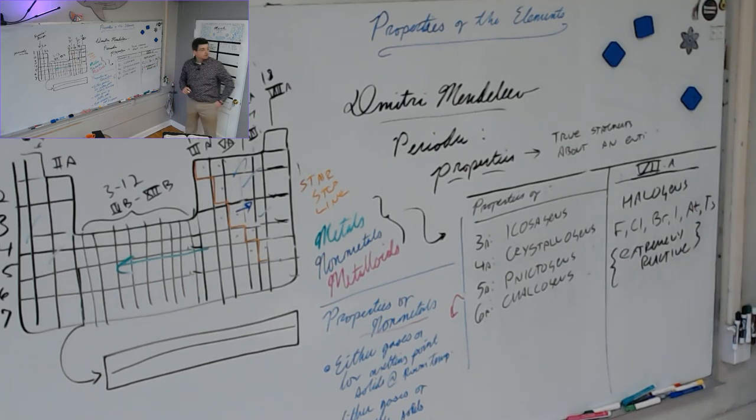Unlike the alkali metals, which got more reactive as we go down the list, the halogens get less reactive. Fluorine is the most reactive halogen. They're called halogens because they make salt. Gens, like Genesis, the beginning of, the making of. Halos is the Greek word for salt.